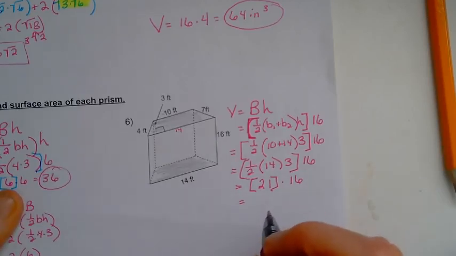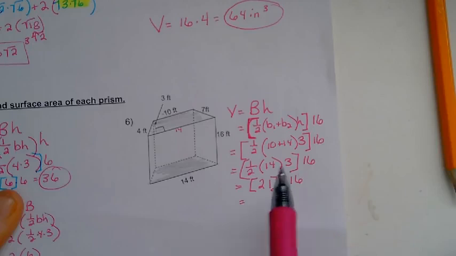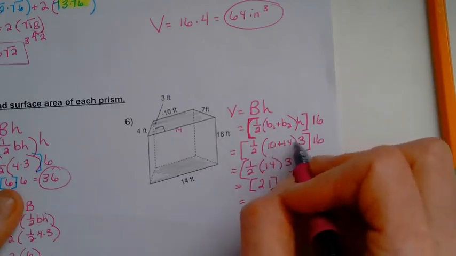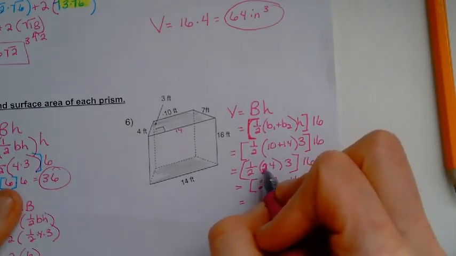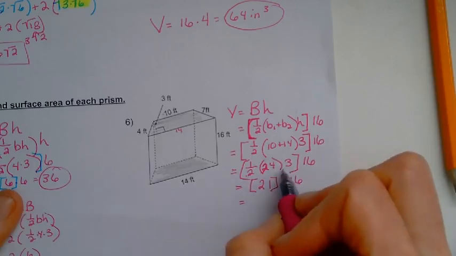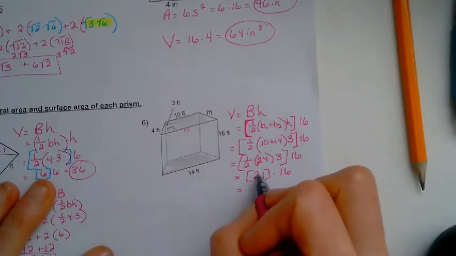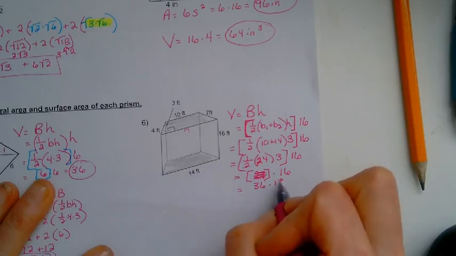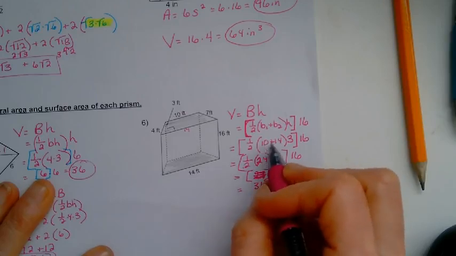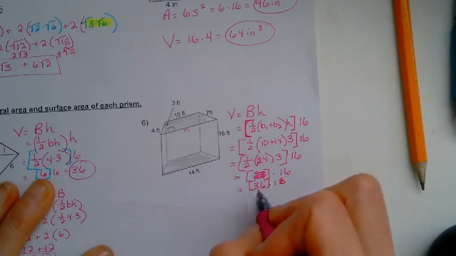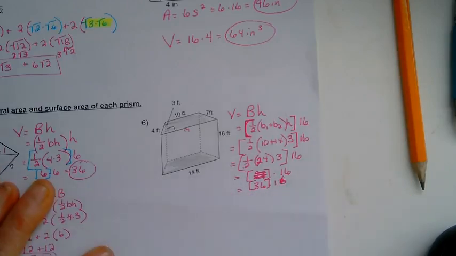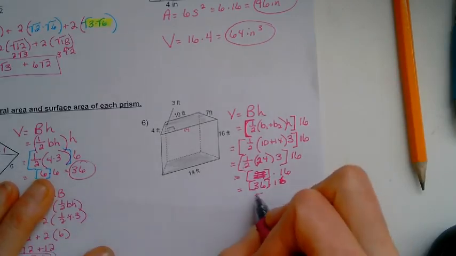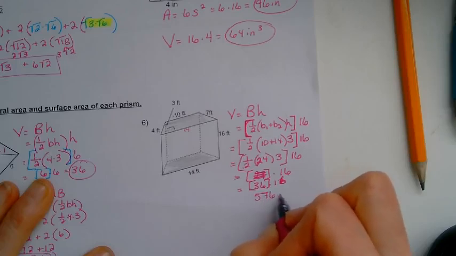That doesn't seem right. What did I do wrong? Oh, this is 24. 10 plus 14 is 24. So 1/2 of 24 is 12 times 3. So this is 36. Sorry about that. This is 36 times 16. All right, so 36 times 16 is equal to 576. That's our volume, 576 feet cubed.